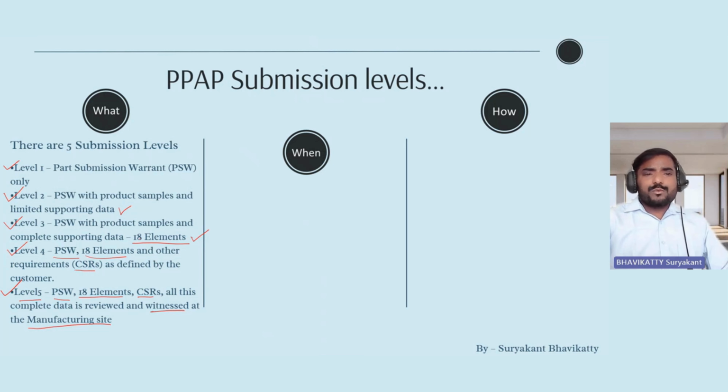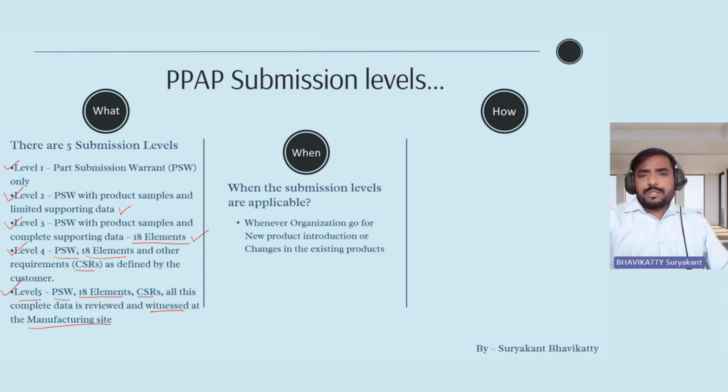So now let us talk about when the submission levels are important, and how to decide this. The submission levels are applicable whenever the organization goes for a new product or changes in existing products. In these 2 scenarios, you have to submit the PPAP. In fact, whenever you submit the PPAP to the customer, there will be a question related to this, right? Whether it is an initial submission or changes in the tools, changes in the part. Those checkpoints will be there, so you have to select those and submit the PPAP.